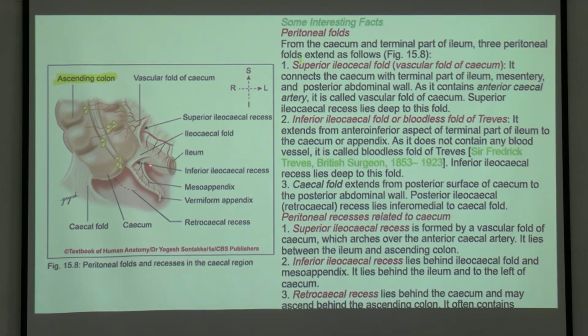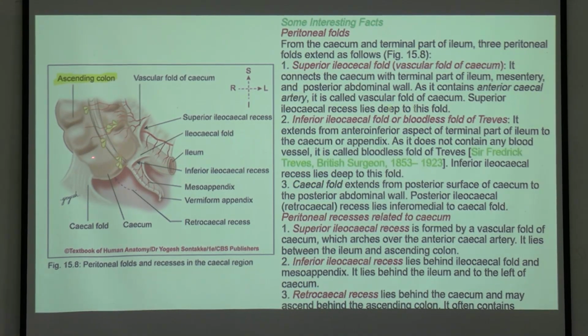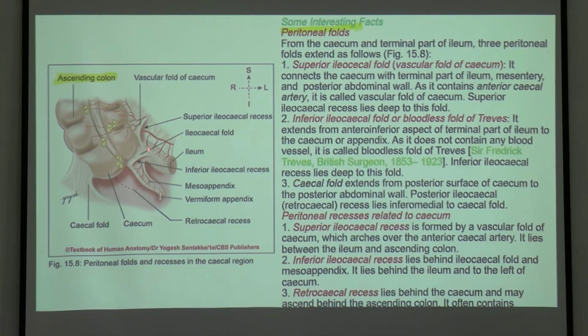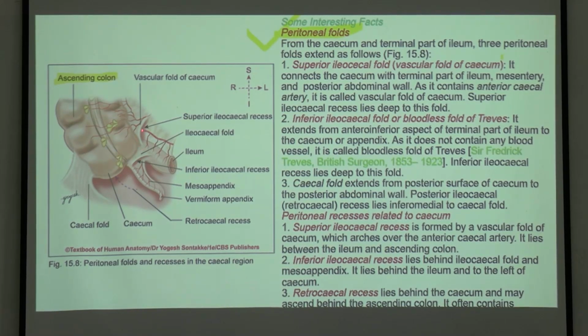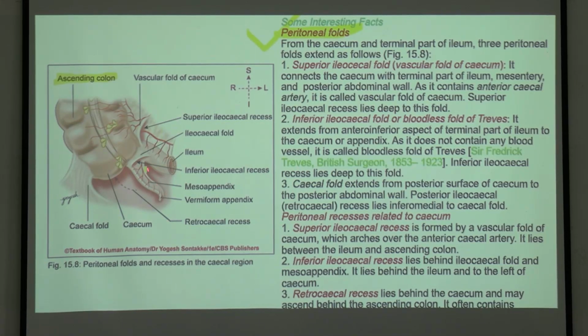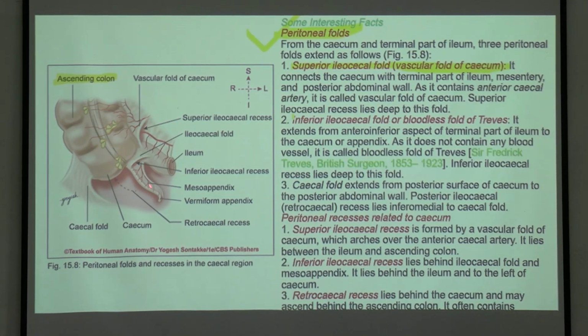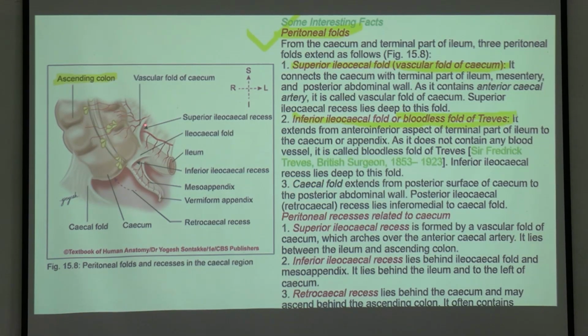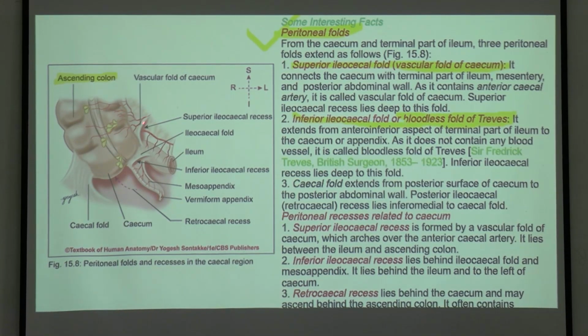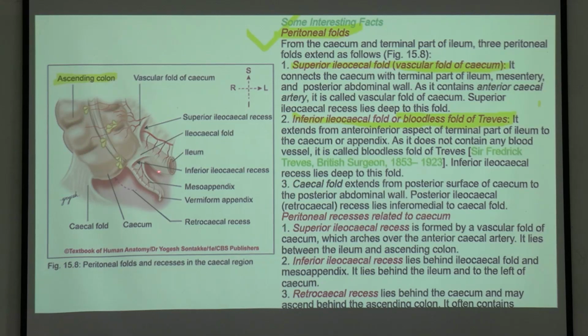This is the terminal ileum and this is the appendix, and this is the junction between the small gut and the large gut, and here we will get the ileocecal valve. Here is one peritoneal fold above and one peritoneal fold below. This is called the superior ileocecal fold, and this is the inferior ileocecal fold.